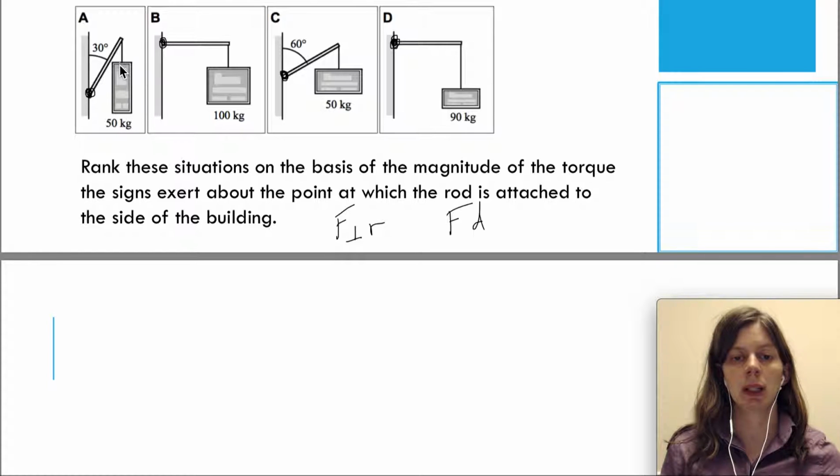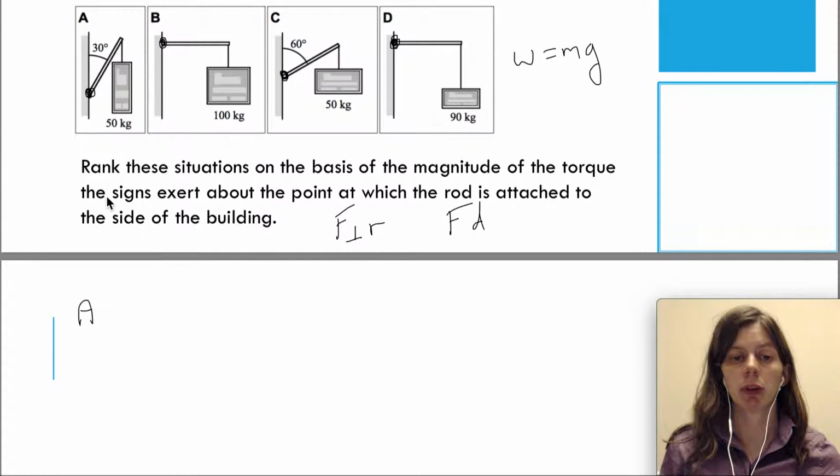So the force in each case is the weight of the sign pulling down. The weight is mg. Now, g is going to be the same for each one, so I'm not even going to use it in my calculations because we're just comparing numbers here. We don't have to get exact values. How do we use Fd for part A here?